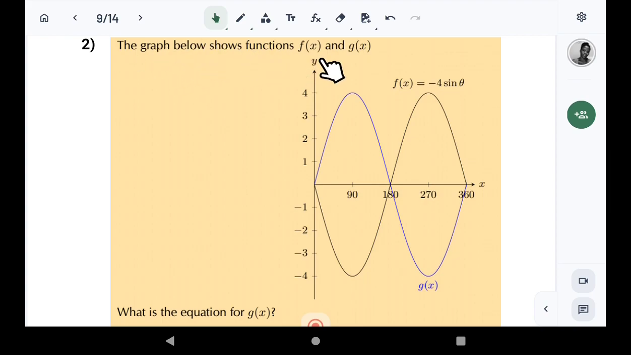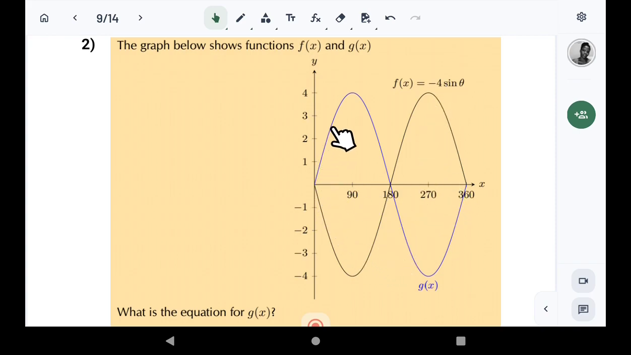The graph below shows functions f of x and g of x. Now you've been given f of x as the black graph. We're given the equation for that: negative 4 sine theta, which makes sense because it starts with a trough, or a minimum turning point, at 90 degrees and negative 4, and has a maximum turning point at 270 and 4. Your amplitude is 4, which is the distance between the point of rest and the maximum or minimum turning point. The size, or the length, is 4, so that makes sense.